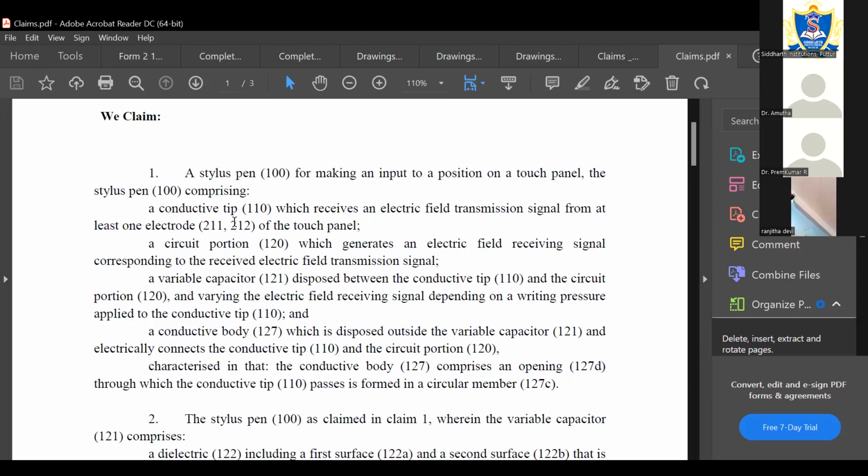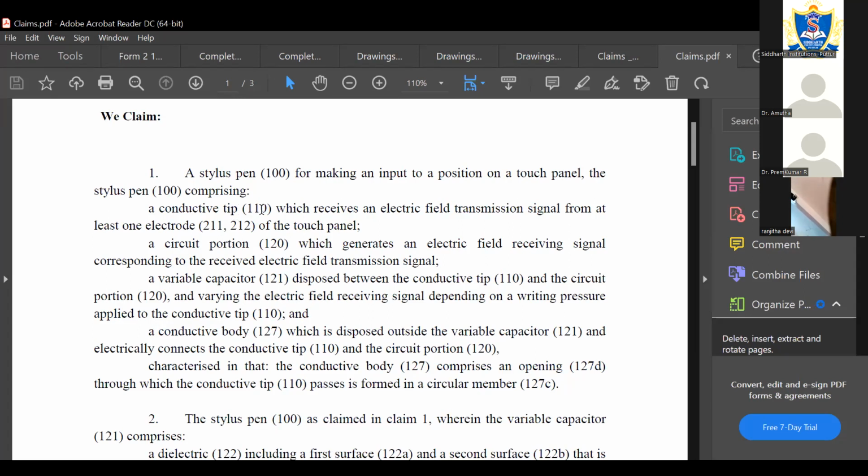You should be careful about using these words: comprising of, characterized by, consisting of, as well as including. Those words should be carefully used. We call them transitional phrases. Then come the other things in the body of the claim.